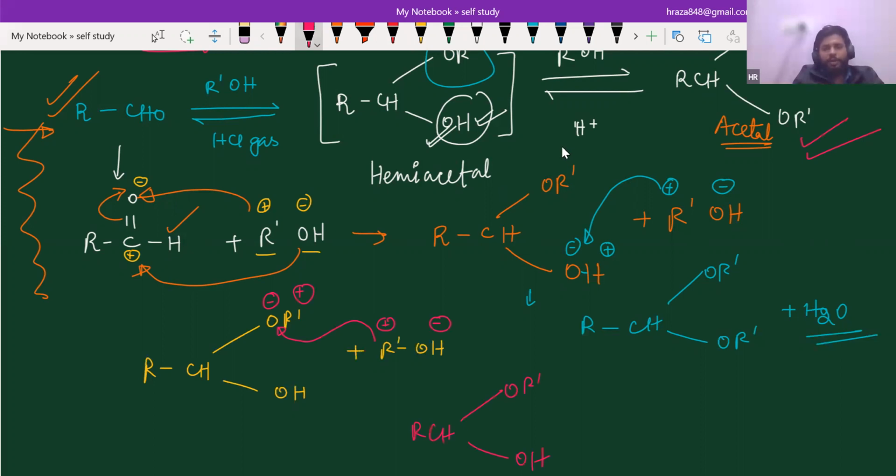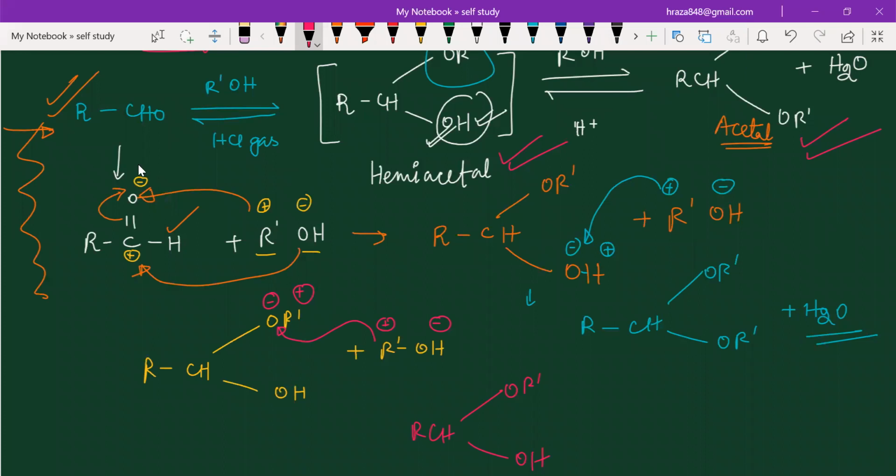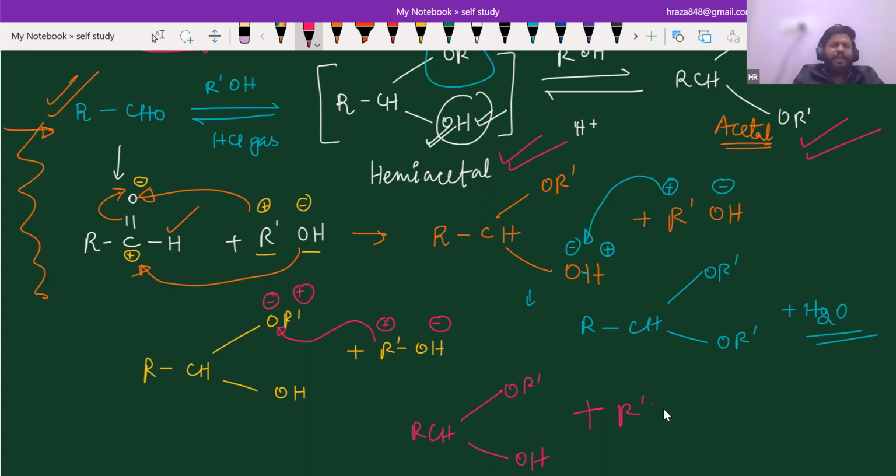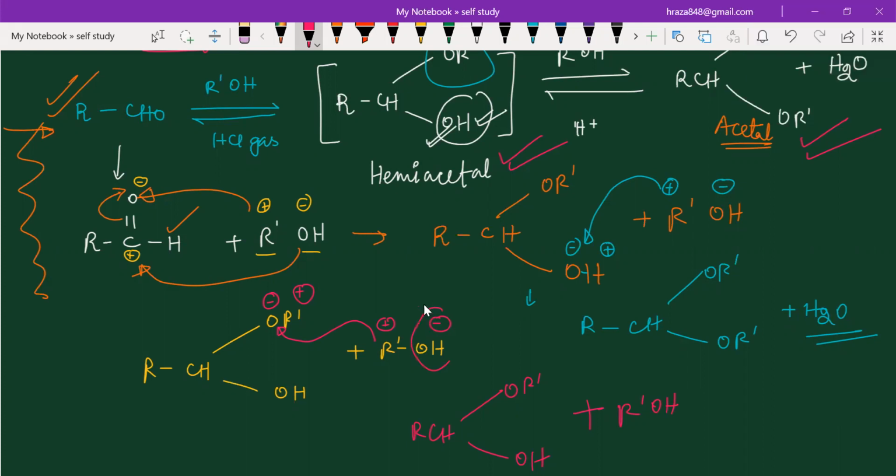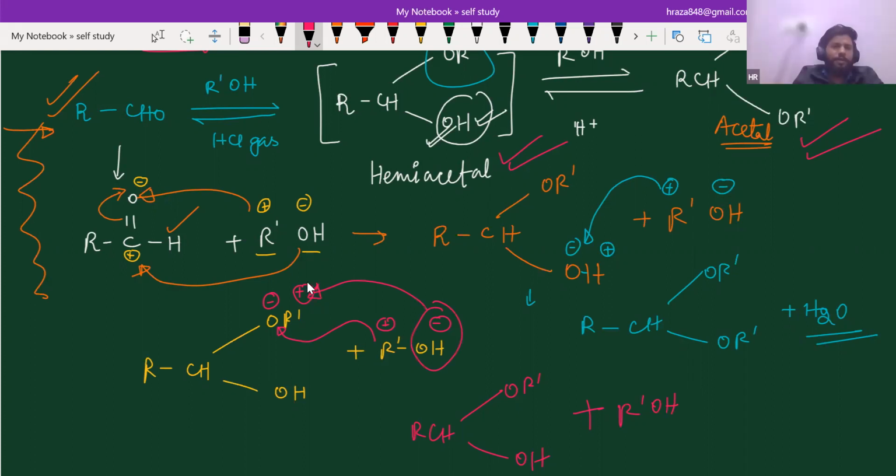There might be a question on the preparation of hemiacetal. Again, it will be the same, the reactant will be like the product. This OH minus will combine with this R dash OH. So basically, whatever is your reactant will be your product. Are you getting my point? Yes, sir. You have already done.